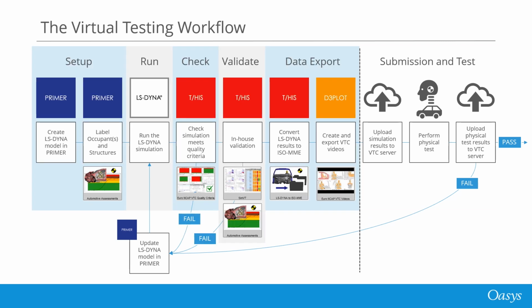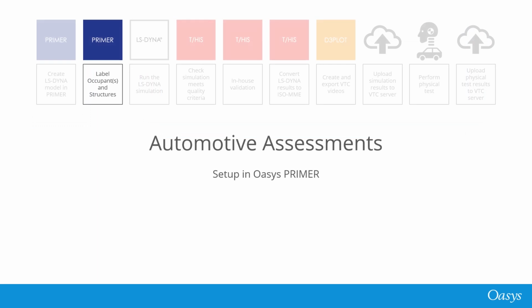So now you have an overview of the virtual testing workflow. Let's take a closer look at the key stages. To provide greater flexibility, the individual protocol requirements are separated into distinct workflow tools. However, they all share some common parameters, which are defined in the Automotive Assessments workflow tool. For LS-DYNA users, this is the starting point for virtual testing.